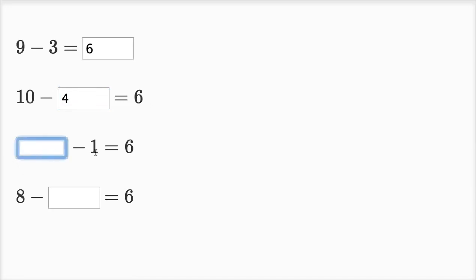Now, something minus 1 is the same thing as 6. Well, 7 minus 1 is going to be equal to 6. And then we get 8 minus blank is equal to 6. So how many do I have to take away from 8 in order to get to 6? Well, if I take away 1, I'm going to get 7. If I take away 2, I'm going to have 6. So 8 minus 2 is equal to 6.